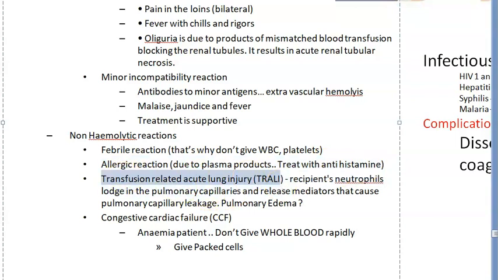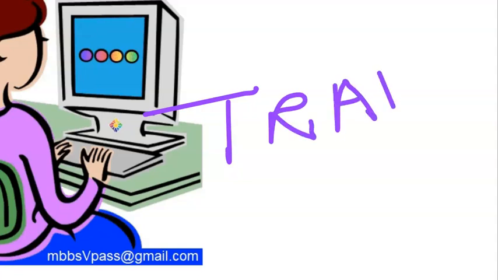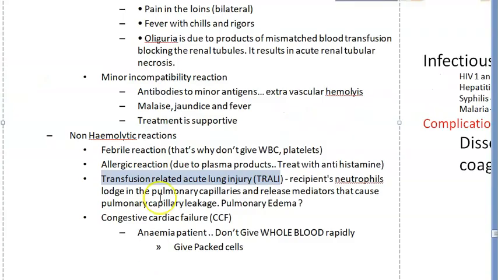Then there can be a lung injury. So that is called as TRALI. What is it called as TRALI? What is TRALI? Transfusion related ALI. That is acute lung injury. Okay, TRALI. Nice word, no? To hear TRALI. So basically something to do with the lungs.